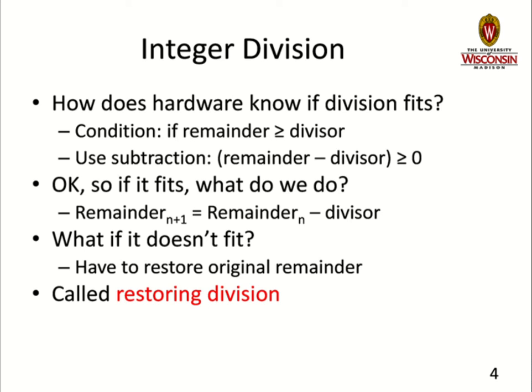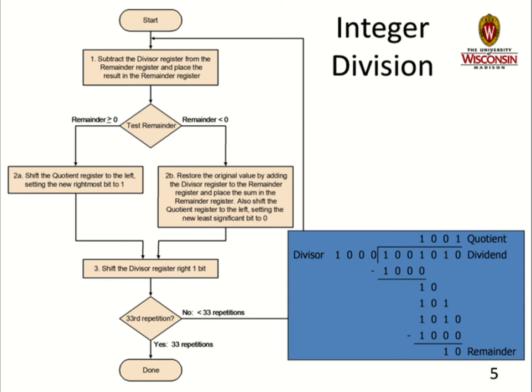And when it does fit, what do we do? Well, we compute the next remainder, and that's just the current remainder minus the divisor, which leaves us with the remainder for the following step. If it doesn't fit, we basically now have to restore the original remainder because remember we subtracted the divisor out of it, so we've changed the value. We have to put it back to the way it was, and this algorithm is called restoring division.